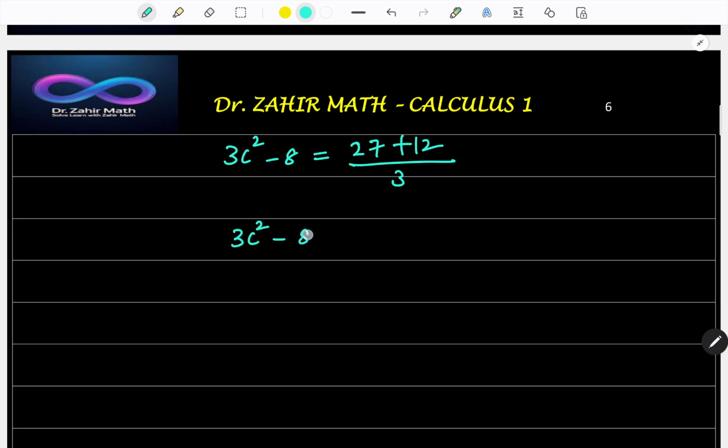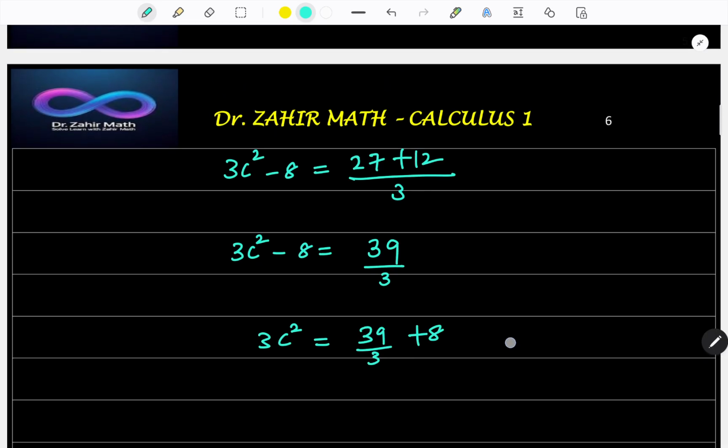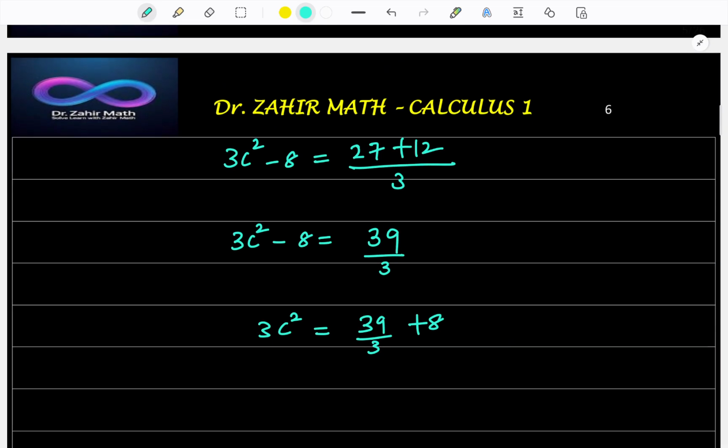So 3c square minus 8 equals 39, divided by 3. So 3c square equals 39 divided by 3 plus 8. Okay, 3c square minus 8, right? Which is given. c is equal to how much? We need to calculate, right? So let me check 39 by 3. Okay, 39 by 3 we can calculate.